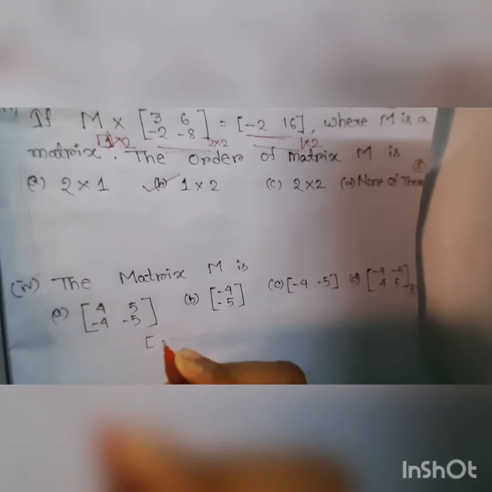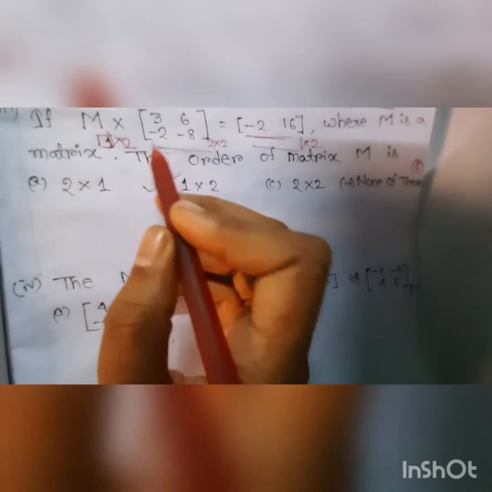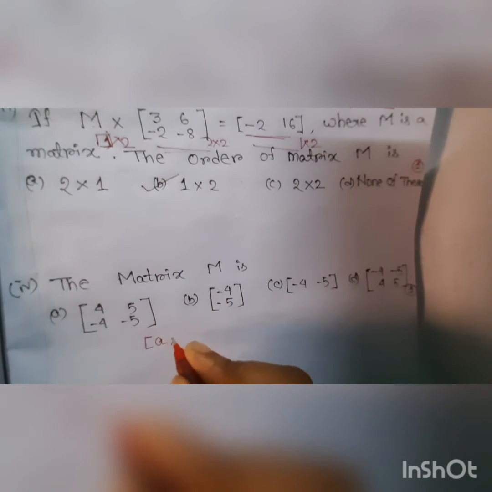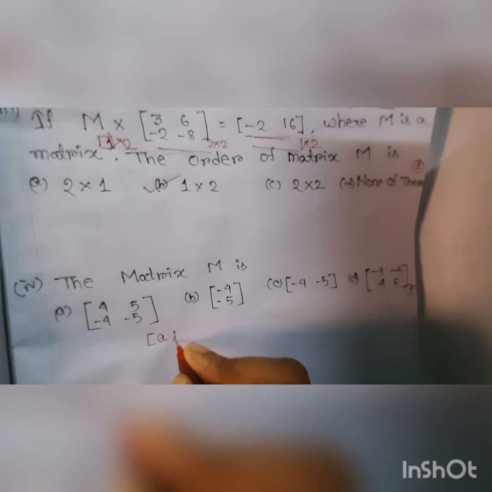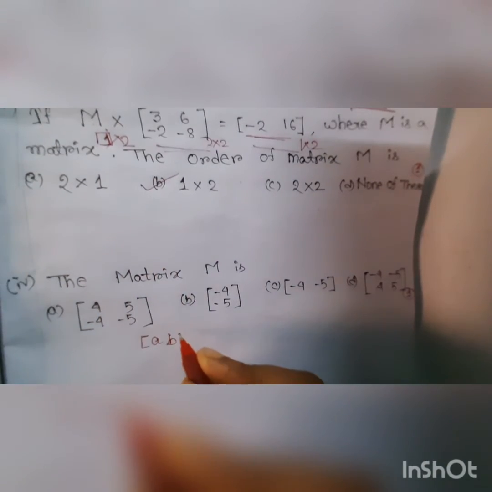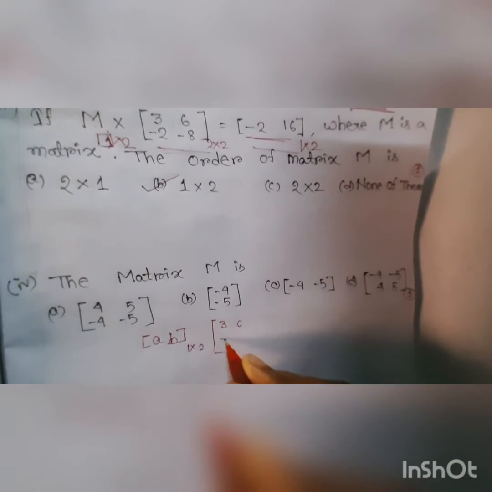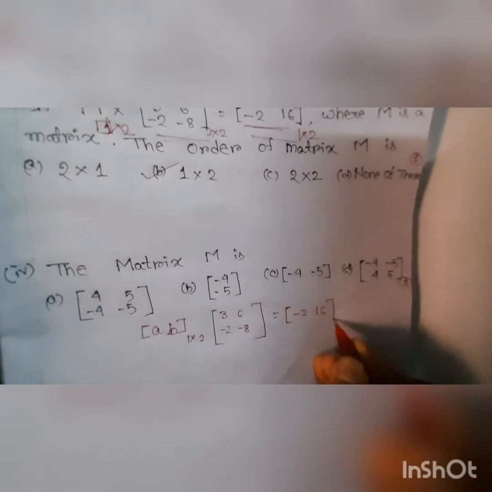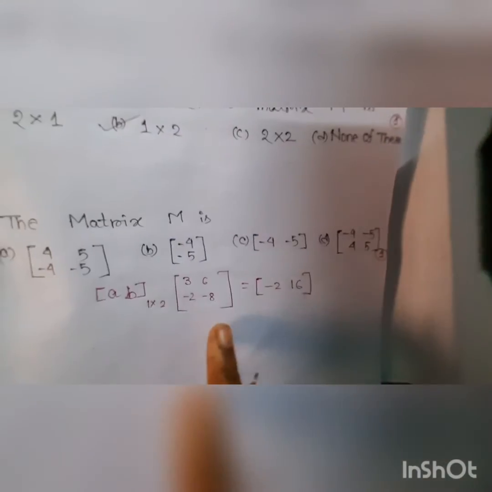But when all options are given in 1 by 2 order, we have to know the procedure. We know the order of M is 1 by 2, so we consider M as [a, b], a 1 by 2 matrix. Now multiply it with [3, 6; minus 2, minus 8]. What do you get? Minus 2, 16.